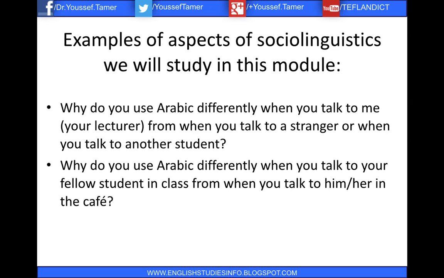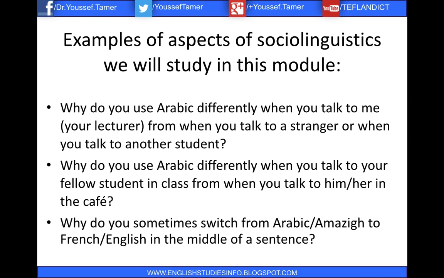So you understand these situations here. And that's exactly what you do in everyday life, right? In everyday communication, especially at campus. Why do you sometimes switch from Arabic or Amazigh to French or English in the middle of a sentence?